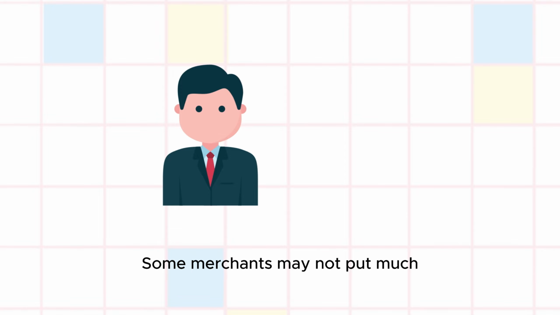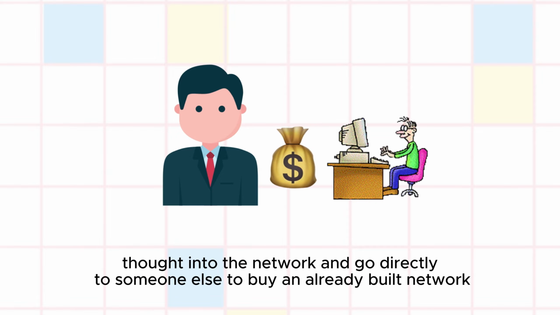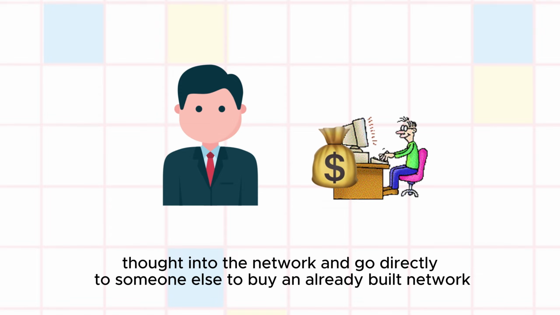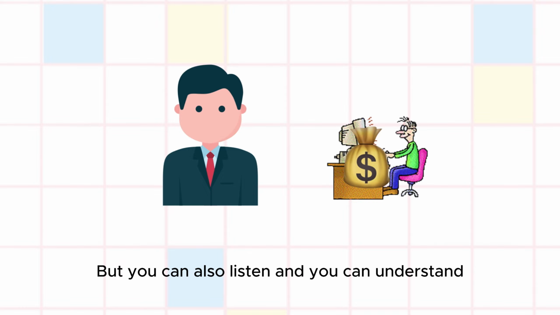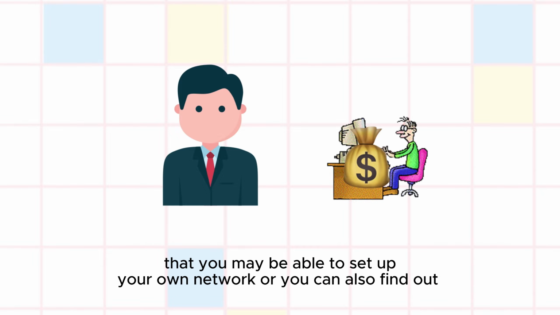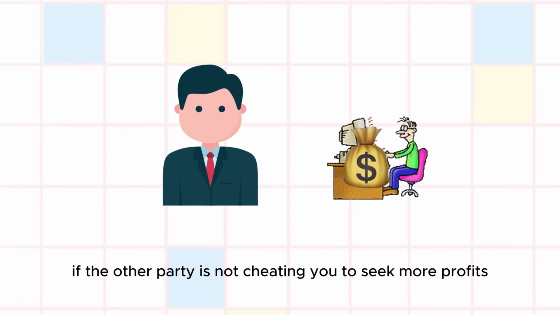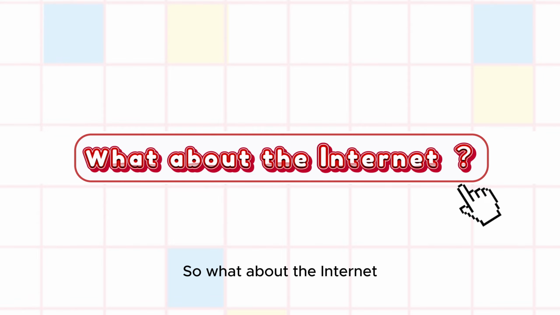Therefore, the former airport is not working, and now some self-built node IPs are gradually unable to be used on TikTok. Some merchants may not have put much thought into the network and go directly to someone else to buy an already built network. But if you listen, you can understand that you may be able to set up your own network, or you can also find out if the other party is not cheating you to seek more profits. So what about the network?